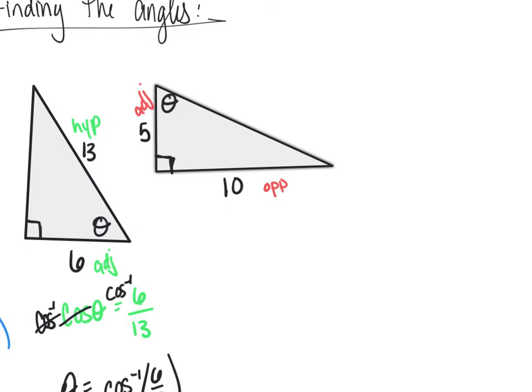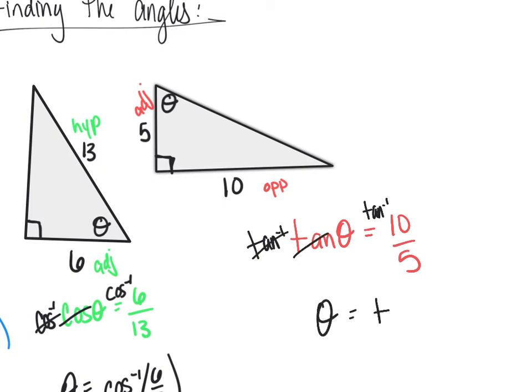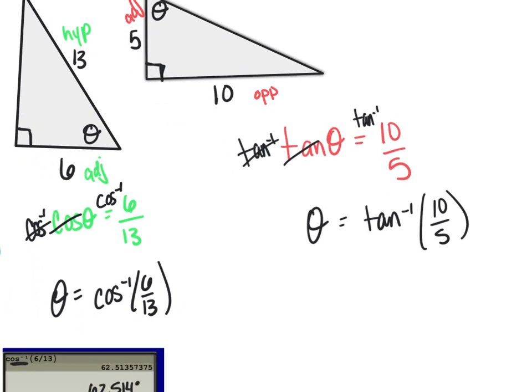So I'm going to come over here and write the tangent of theta equals the opposite side over the adjacent side. Now again, to get theta by itself, I need to do the inverse of that tangent ratio. So I get theta is equal to the inverse tangent of 10/5, which I know is 2. So into my calculator, I'm just going to put the inverse tangent of 2.